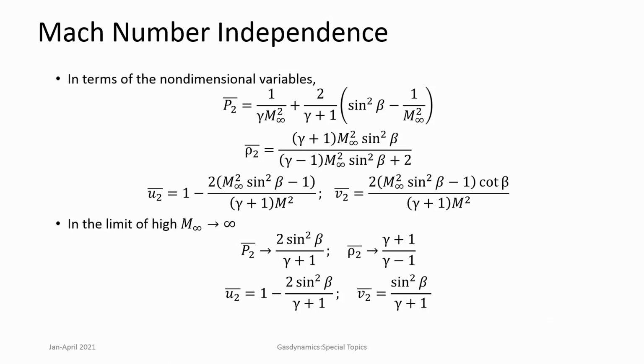We find that as the Mach numbers go to large values, normalized pressures, densities and velocities become independent of Mach number. This is known as the Mach number independence principle. So from this we have an idea that in the hypersonic limit, Mach number really does not play a major role, so the flow becomes somewhat independent of Mach number.